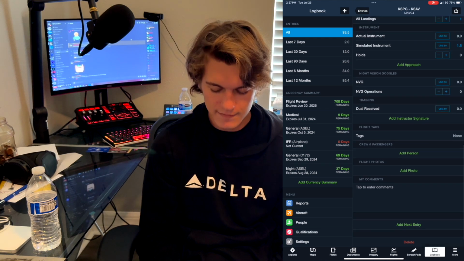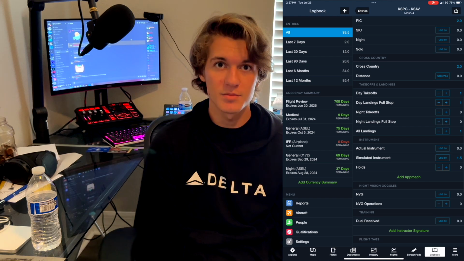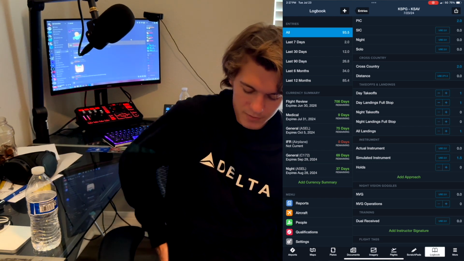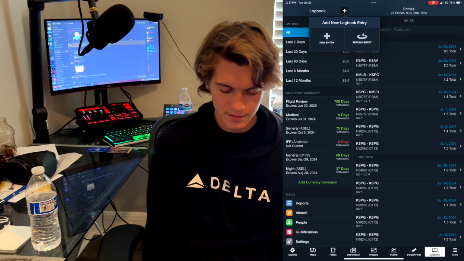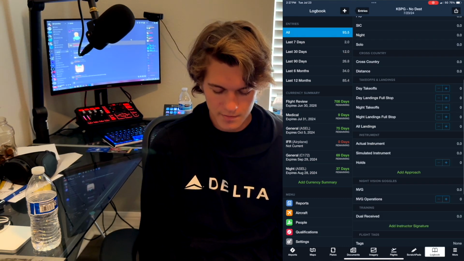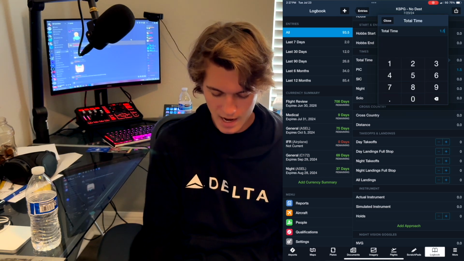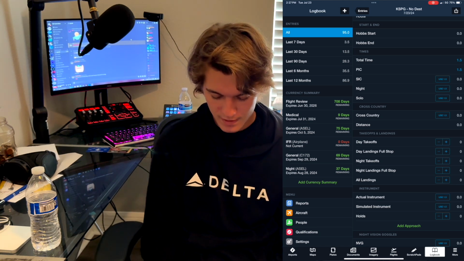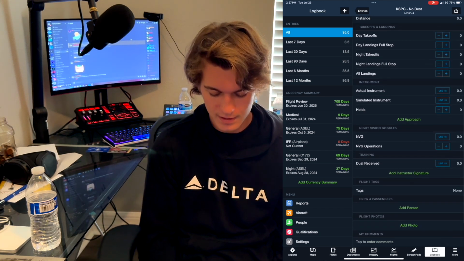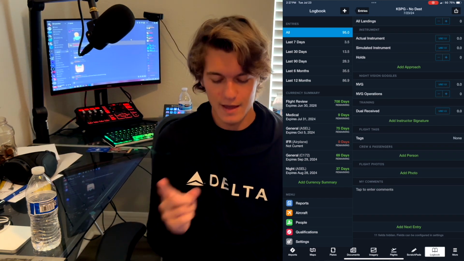Now, what our safety pilot is going to log is our simulated instrument time. So we were under the foggles for 1.5. Our safety pilot would put in PIC 1.5, same thing for total. And he's not going to log takeoffs or landings or cross country. He's going to put in his remarks that he was the safety pilot for that person.